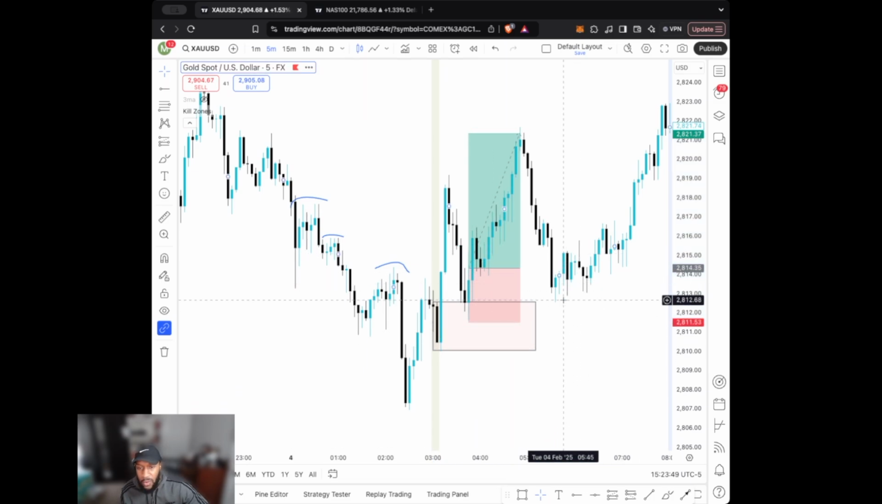But there you have it with your demand trades. That's exactly what I like to see when I go for my demand zone trades. And now let's look at some supply trades.